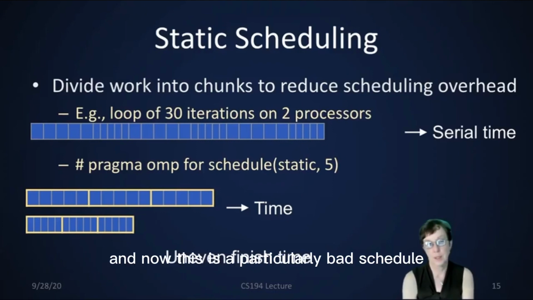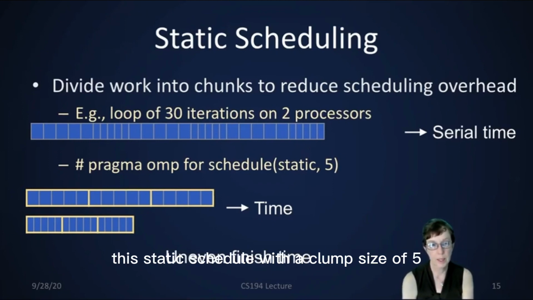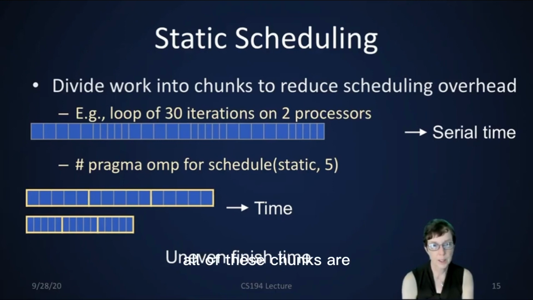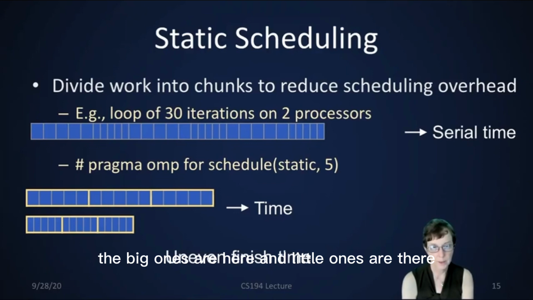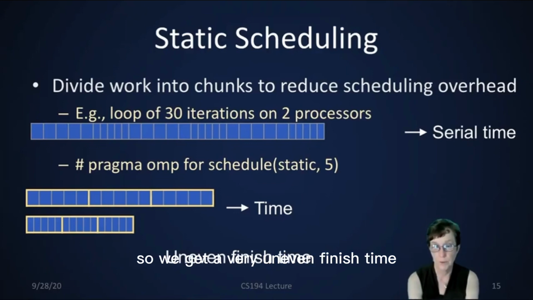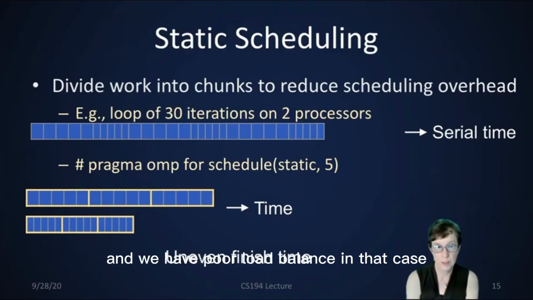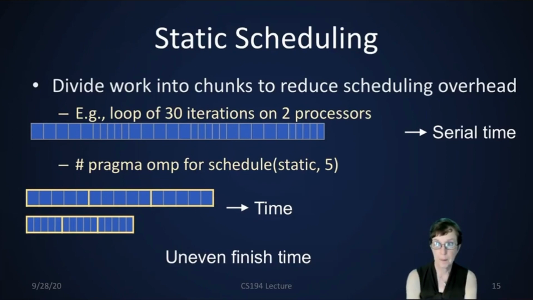example. And now this is a particularly bad schedule, this static schedule with a chunk size of 5, because it just turns out that all of these chunks are every other one. The big ones are here and the little ones are there. So we get a very uneven finish time, and we have poor load balance in that case, because this processor is going to be idle while it's waiting for the other processor to finish.